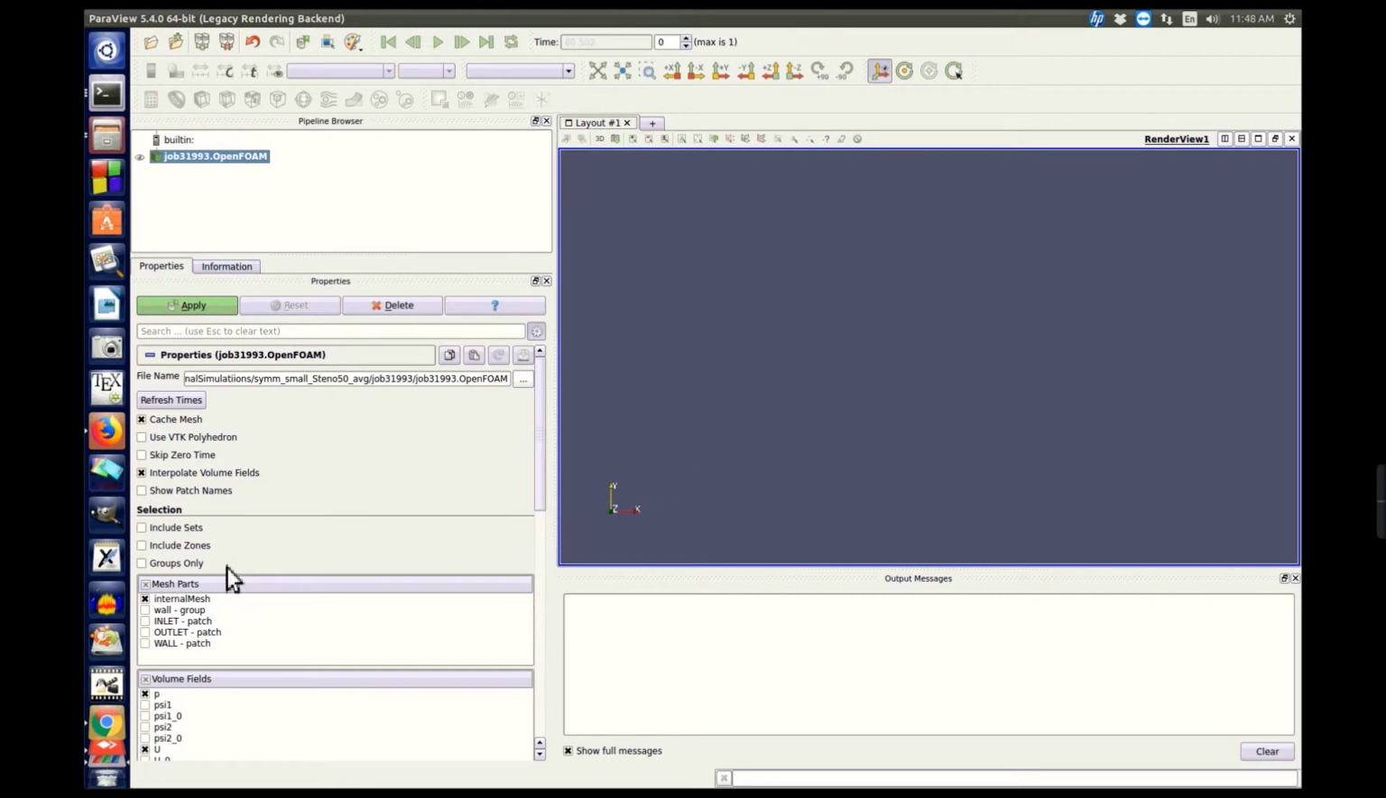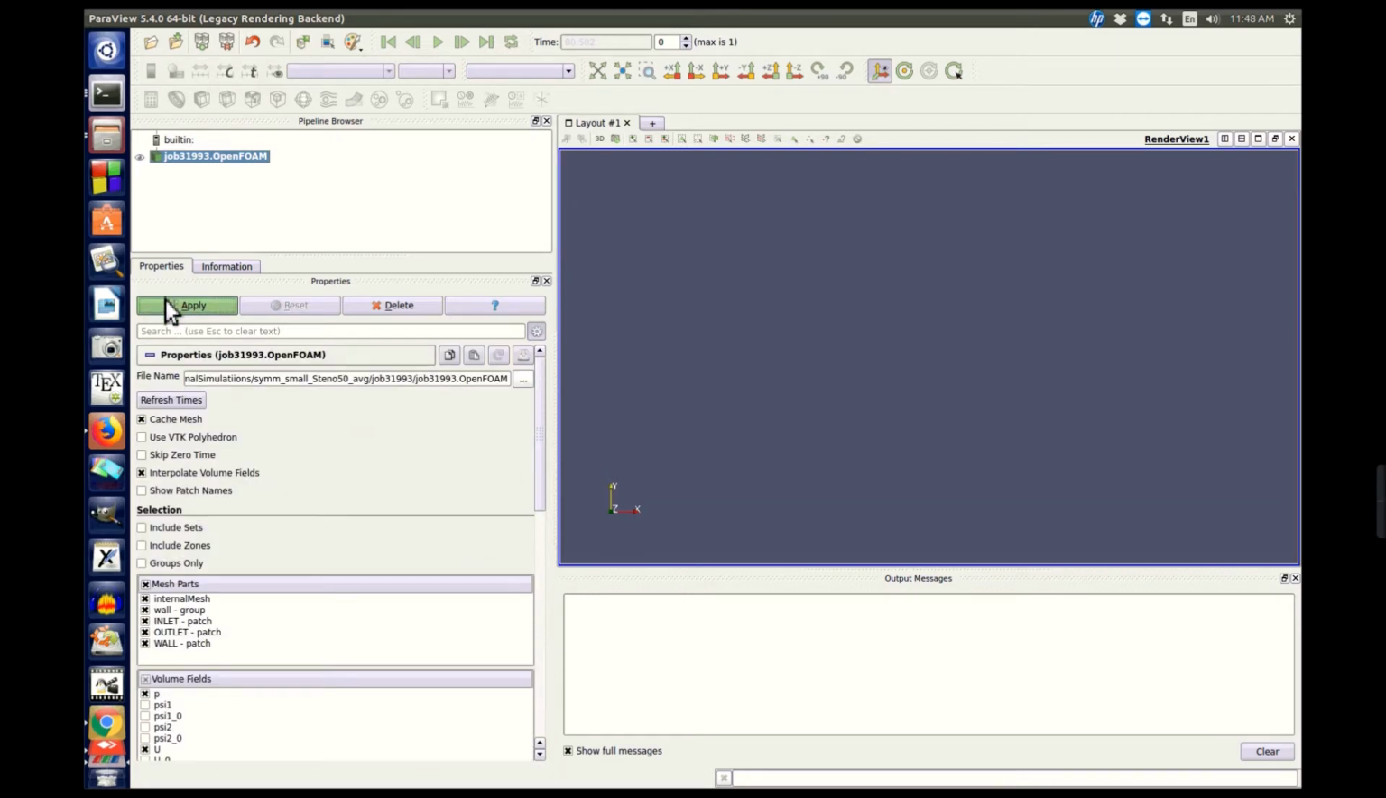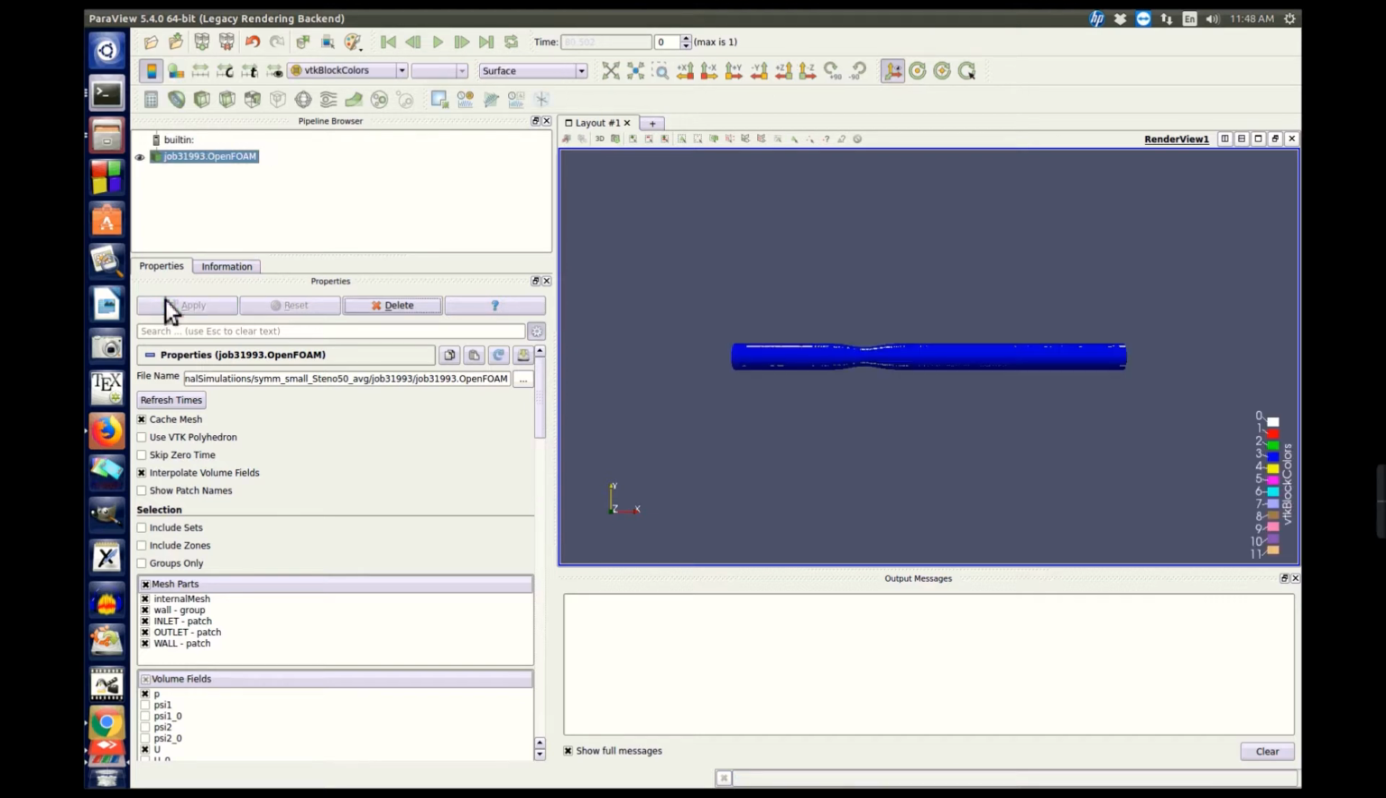And here we have a geometry. Let's apply the geometry. So as you can see here, you have a cylindrical, not perfectly cylindrical, but a kind of stenosed cylindrical geometry, as you can see.